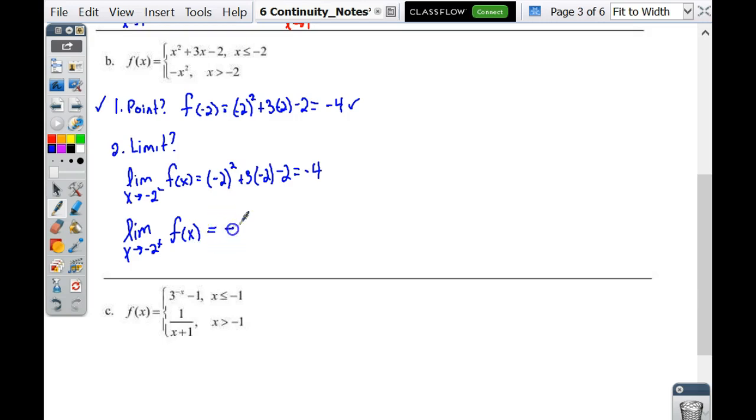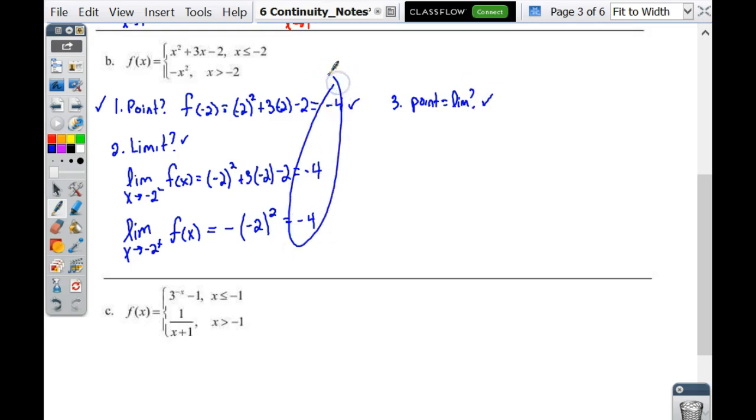So that's going to be the -2 squared. -2 squared is 4, but multiplied by a negative gives me a -4. So the limit exists. So now I have to ask myself a third question. Does the point equal the limit? And I don't really have to do any analysis because I can see right here these all match and we're good.